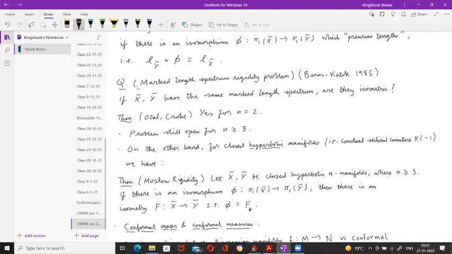All right. So it's an old problem now. It's still open. On the other hand, now for closed hyperbolic manifolds, we have a better statement. So hyperbolic means constant sectional curvature equal to minus one. Then we have what's called the Mostow rigidity theorem, which states the following.